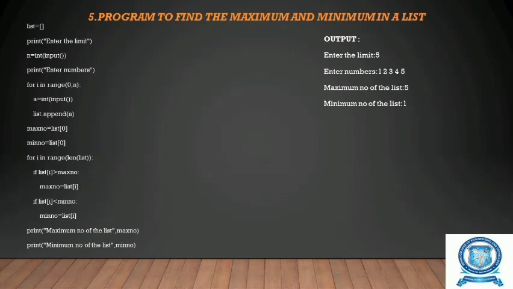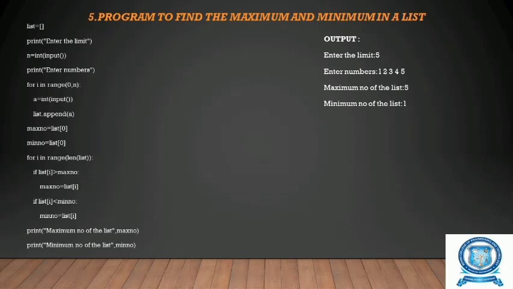So A is equal to int of input. Using this function we are going to get all the input. Then we are going to append it to the list. This append function is used to add the numbers which you are getting one by one using this for loop to the list. So list dot append of A, we are appending the numbers.